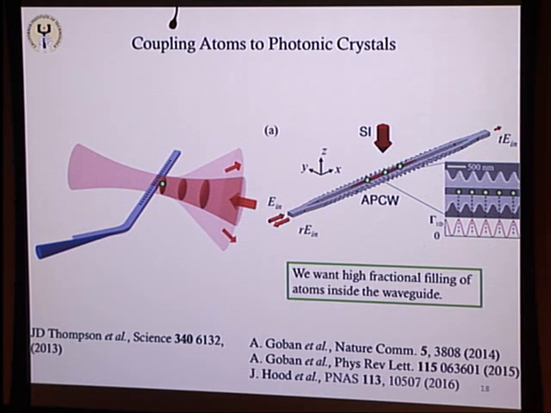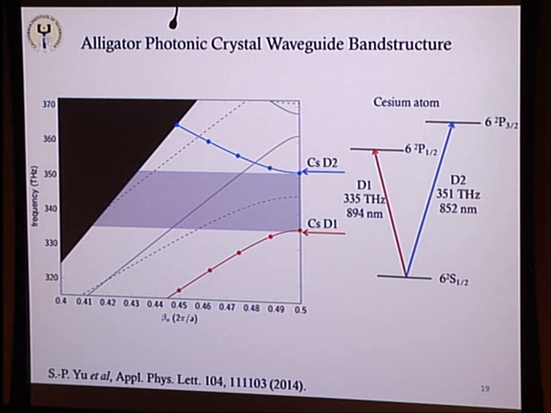But this isn't really what we want to do to push this forward. We want to achieve this high fractional filling of atoms inside the waveguide, and we really want to fill these sites up with atoms at every single trap site. So how are we going to do that?